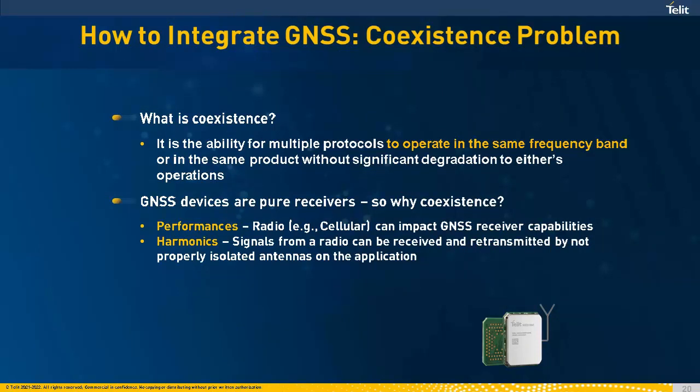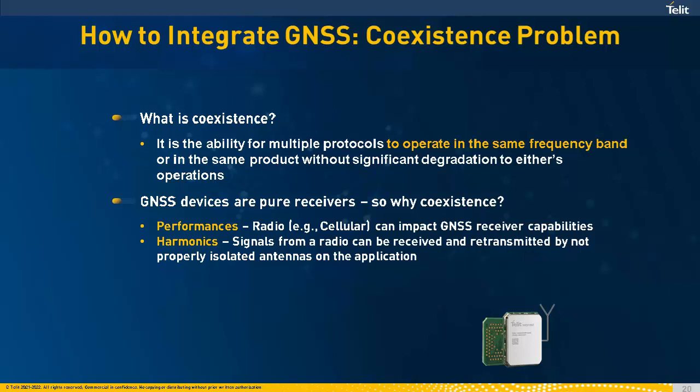So, how to integrate the GNSS, or global navigation satellite system, into your application. Also in this case, there is a coexistence problem that needs to be taken into account. As Carmelo reported before, we consider coexistence the ability to operate in the same frequency band without significant degradation of operation for multiple devices. GNSS receivers, as the name says, are pure receivers. So why do we need coexistence? They don't have a radio. Why should you take that into account?